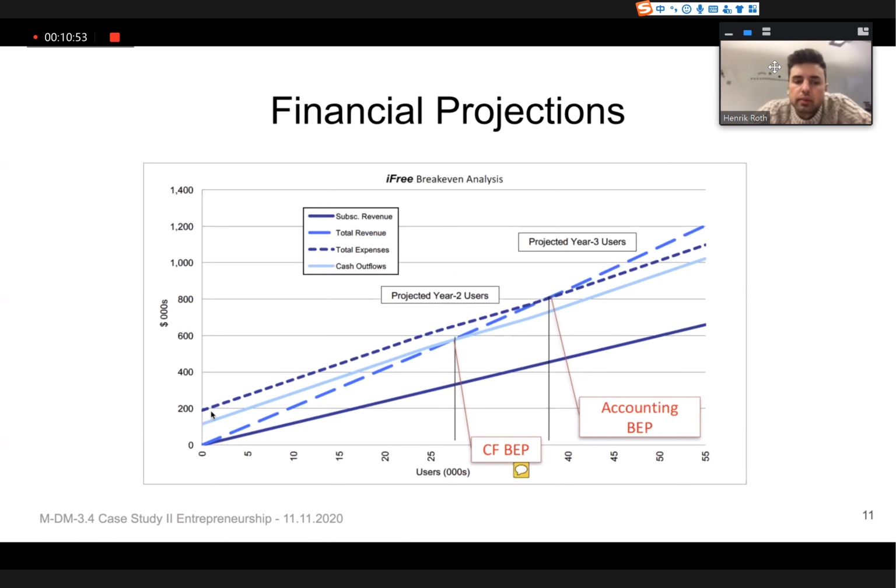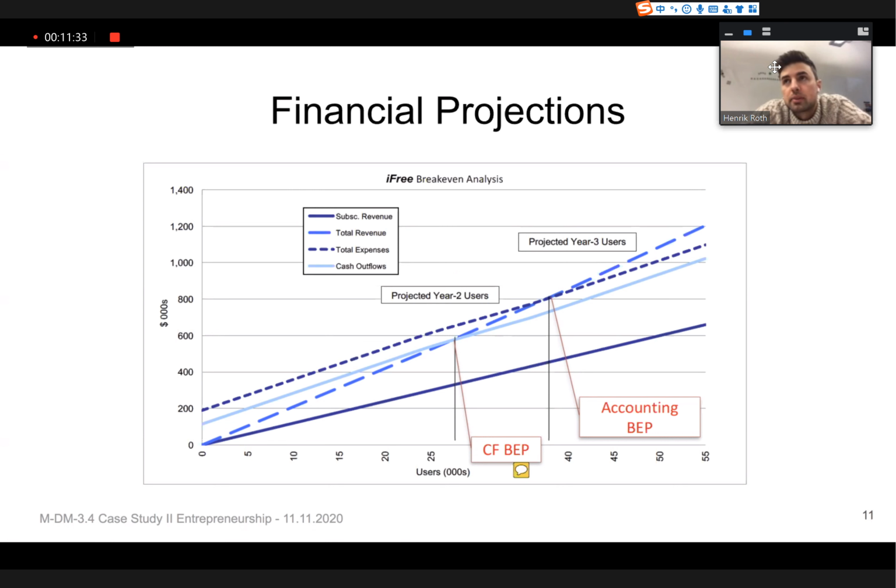And then you have the other dotted line of the violet color here. This is the total expense, right? So these are all the costs. These are the costs of paying the wages, paying the rents, paying the expenses, the interest to the bank, and paying taxes. So total expenses, all the costs you have. And the bright blue one here, this is the cash outflow. So cash outflow means the cash which you pay every month.